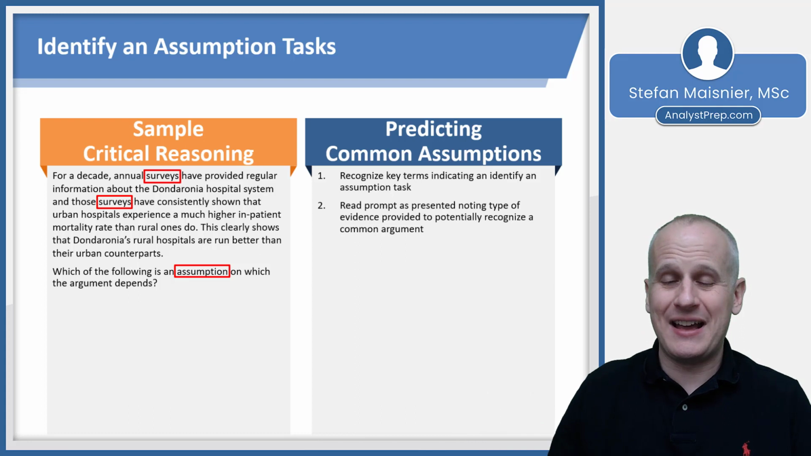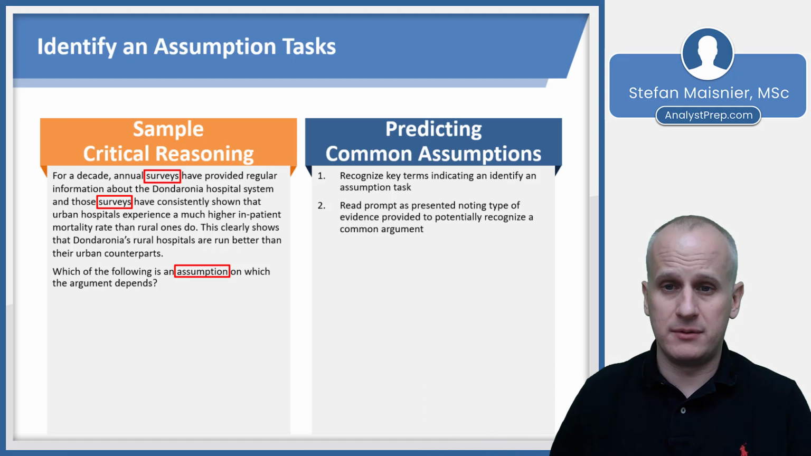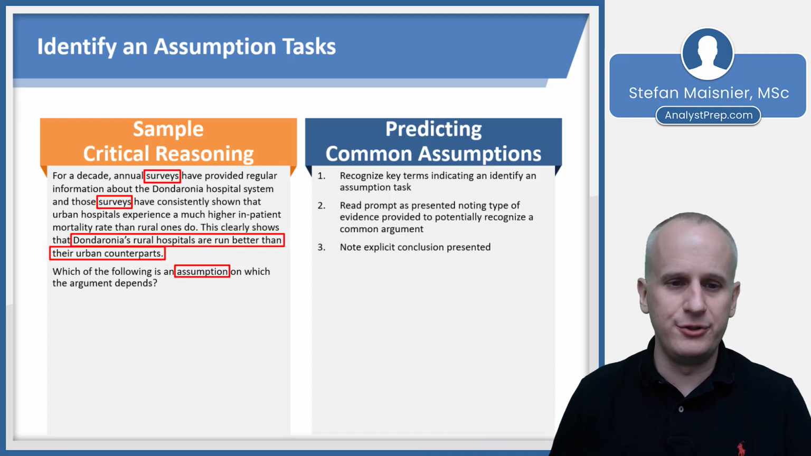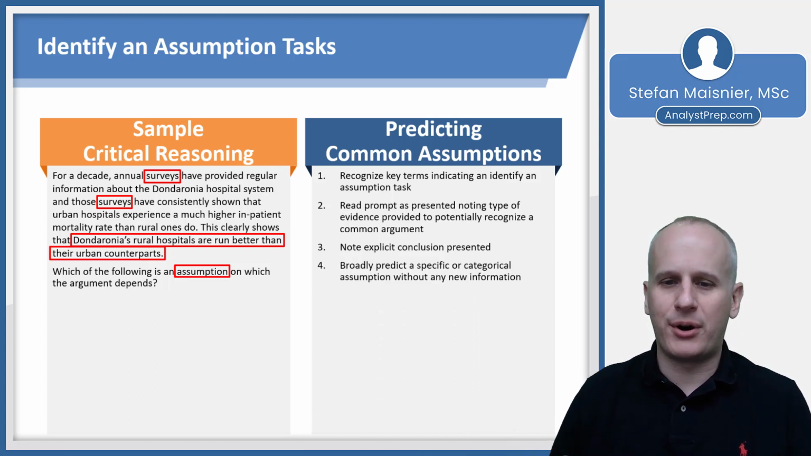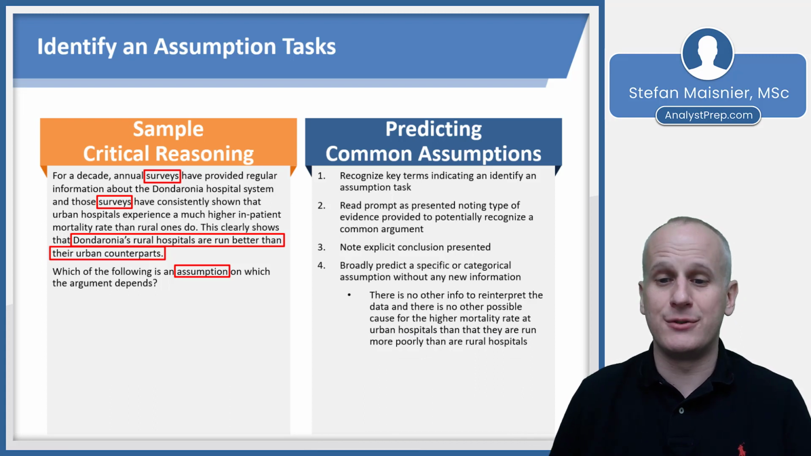So we've got the evidence coming from surveys, so this should clue you in that we've got a representative sampling style argument. So we've got our conclusion, which is that Donderonia's rural hospitals are run better than their urban counterparts, and it is specifically from the surveys about higher inpatient mortality rates. So we can broadly predict our categorical assumption as there's no other info to reinterpret the data, and there's no other possible cause for the higher mortality rate at urban hospitals than that they are run more poorly than our rural hospitals. So we're looking for some new evidence or new information that makes us go, actually, it may not be that they're just poorly run.